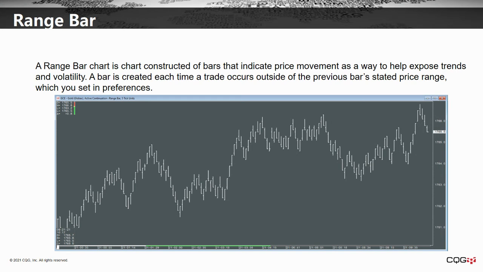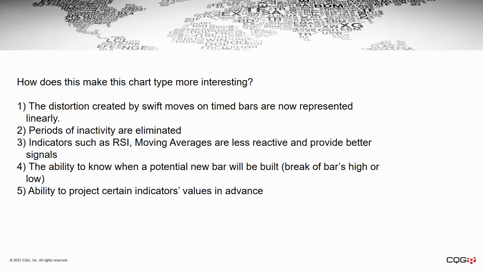Renko charts are very interesting, but it is difficult to use them due to the hidden wicks concept. So how does this make this chart type more interesting? The distortion created by swift moves on a timed bar is now represented linearly. Periods of inactivity are eliminated. Indicators such as RSI, moving average, etc. are less reactive and provide better signals.